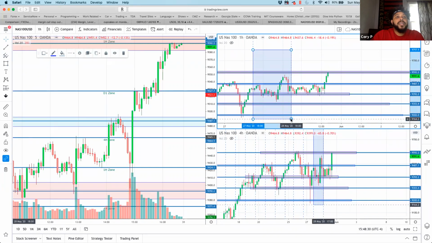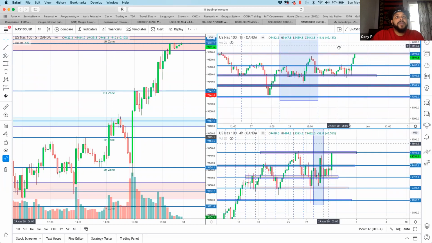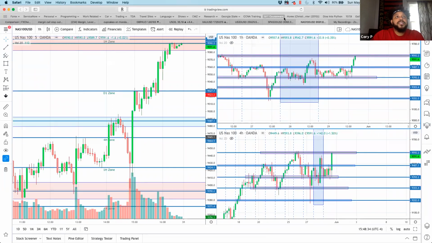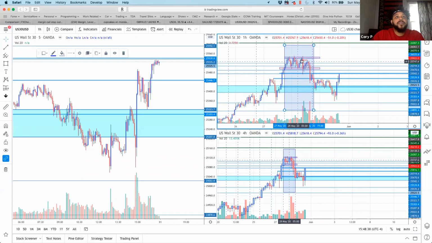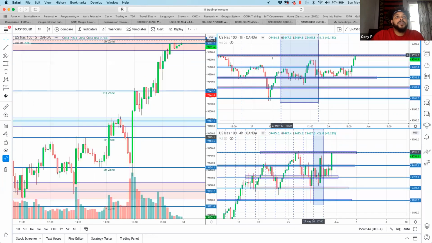And like I said, it pretty much did the same thing. It just wasn't as clean. You see it was sideways a little bit, then it pushed up, then it dropped. NAS 100 sideways a little bit, pushed up, then it dropped. So overall, it did the same thing. It just wasn't as clean as it normally is.